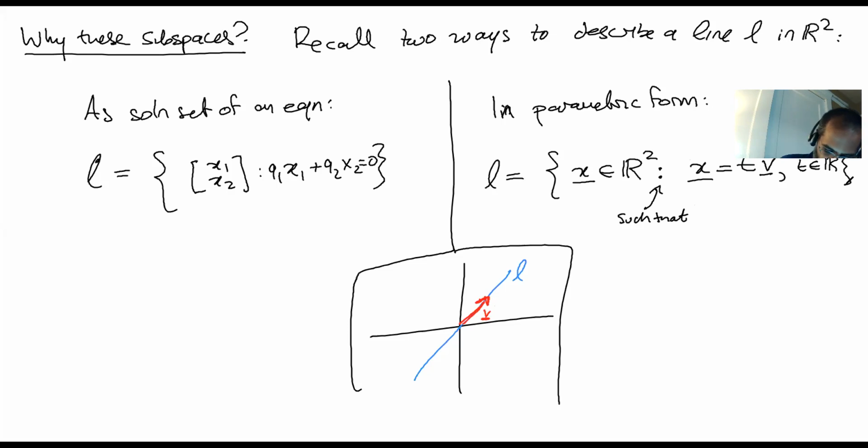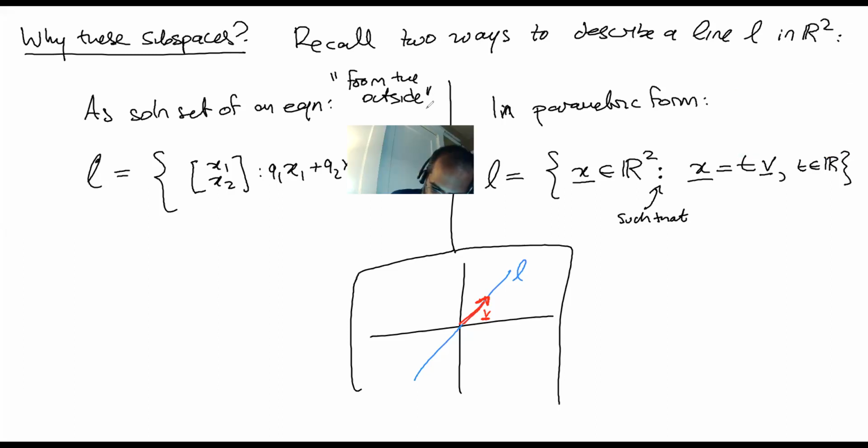Now this is a description from the outside. I mean, that's one intuitively how I think about it. It's telling you what constraints you have to satisfy to be in the subspace. And parametric form is a description from the inside. These are in quotes, so I'm not going to mathematically rigorously define them.